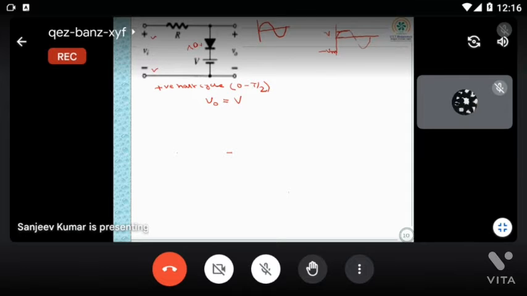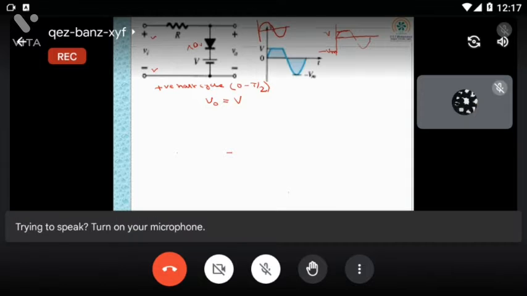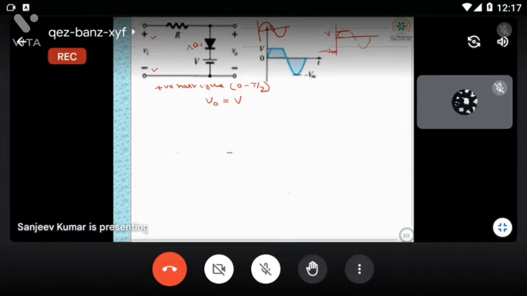Similarly, for the negative half cycle, that will be open. Then whatever current flows goes through the RL. Whatever voltage you are giving, VI, write the same in KVL. So V0 is equal to VI, and VI at that time, in the negative half cycle, is minus VM, so it will reflect that.